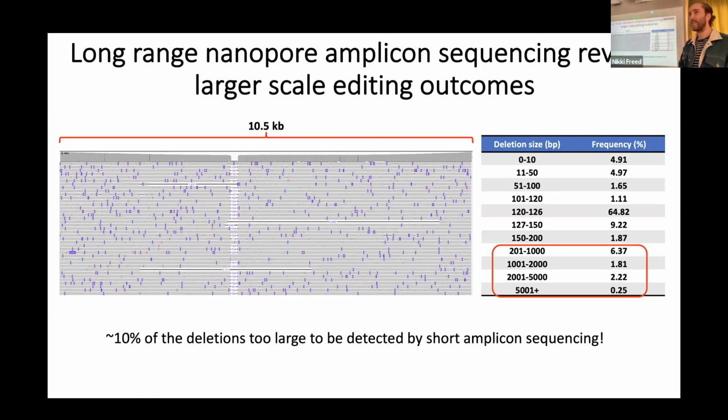And this is quite significant because in the field, standard practice to assess editing efficiency is to just do short amplicon sequencing. So to be missing 10% of the puzzle is quite substantial and could lead to inflated editing efficiency perceptions, and then also compromise downstream analysis.